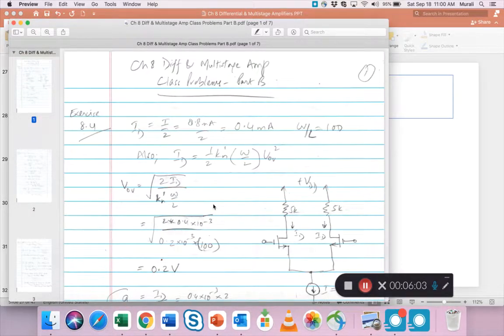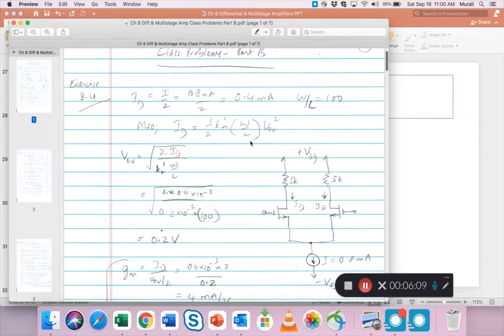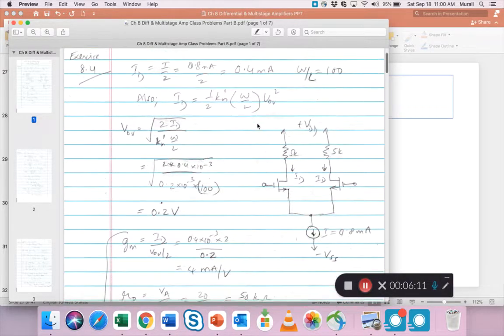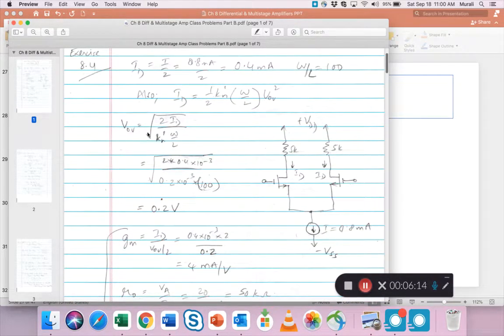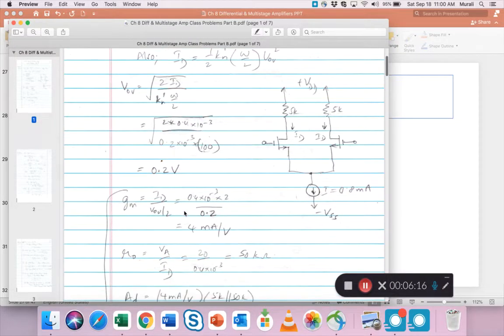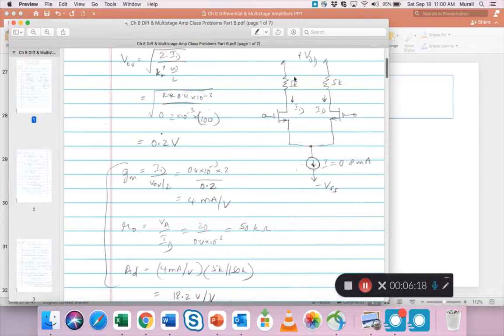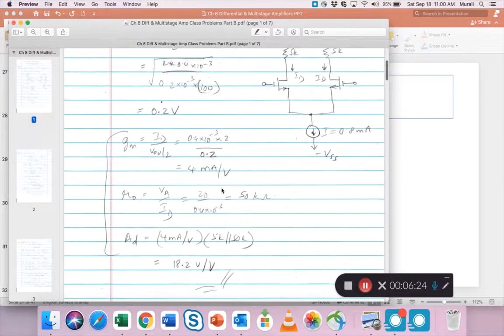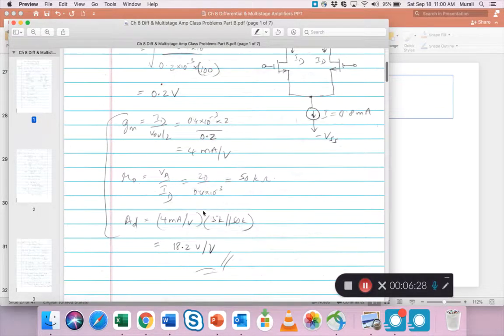And so here it is. ID is I by 2, which is 0.4, W by L is given. We know ID has this shape also, so VOV can be found to be 0.2. This is the circuit. GM is this formula, 4 milliamps per volt. RO is this formula. AD is this formula.